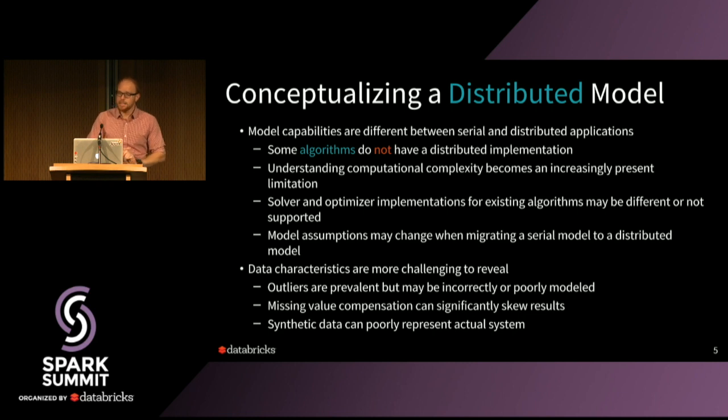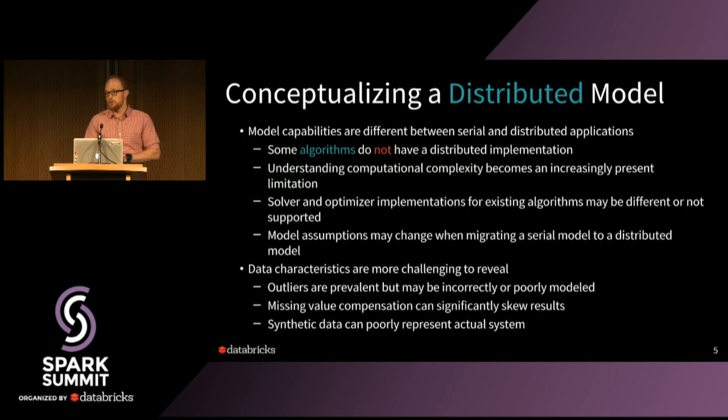In addition, let's talk about the challenges of big data very quickly. Obviously, when you have more data, it's more likely that you're going to see outliers. And this is really significant because we often see that they're incorrectly or poorly modeled. And if you do things like missing value compensation, it can actually have a greater significance in the skew that's introduced as you scale out your data set. So this is, again, coming back to the assumptions. And synthetic data is usually a poor representation of an actual system.